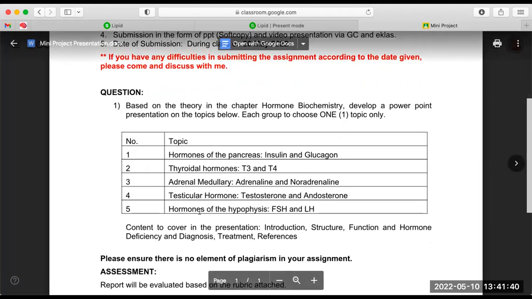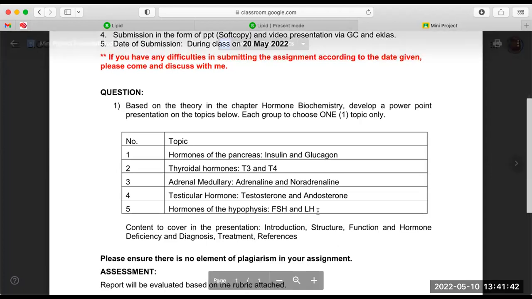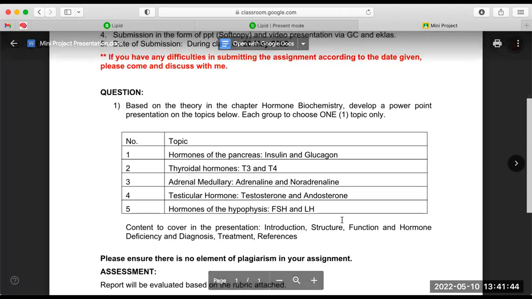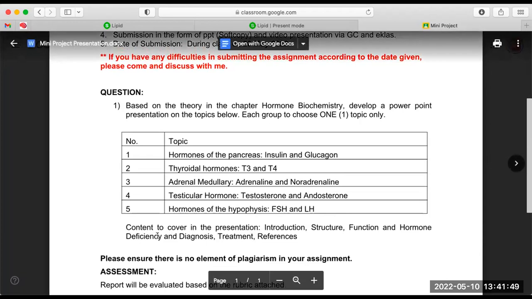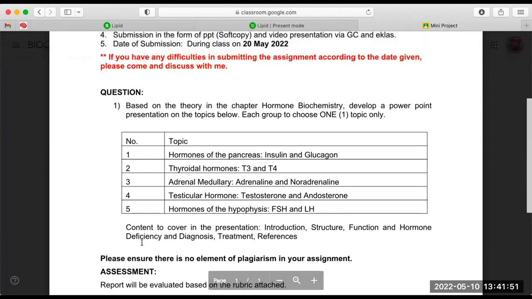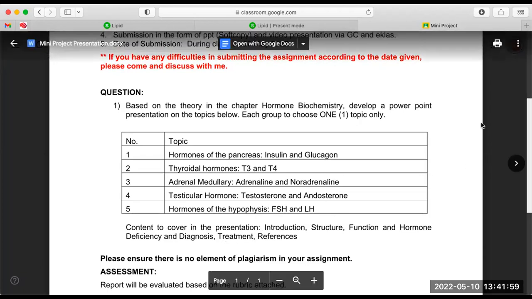Okay, and then create a presentation with this content. Introduction, a bit of the structure, function, what happens if we have disease or deficiency of the hormone, in terms of the diagnosis, treatment, and general references. Okay, you can do one slide for introduction.